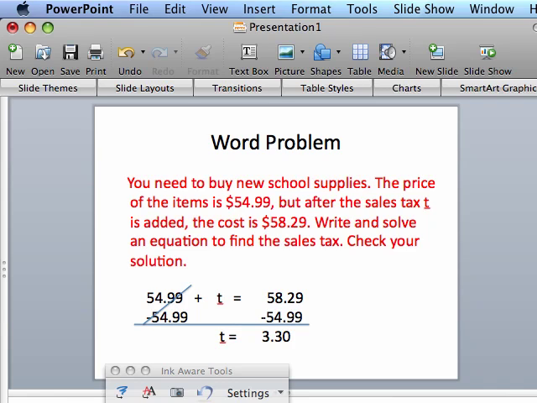Now if we plug the value back into the original equation, $54.99 plus $3.30 in fact does equal $58.29, which was the total cost. So here we've seen real-life examples and a great way to practice solving one-step equations.